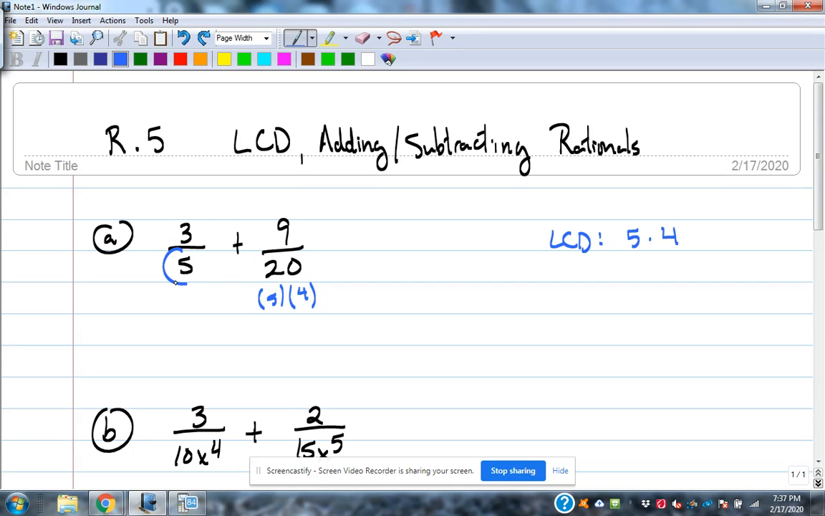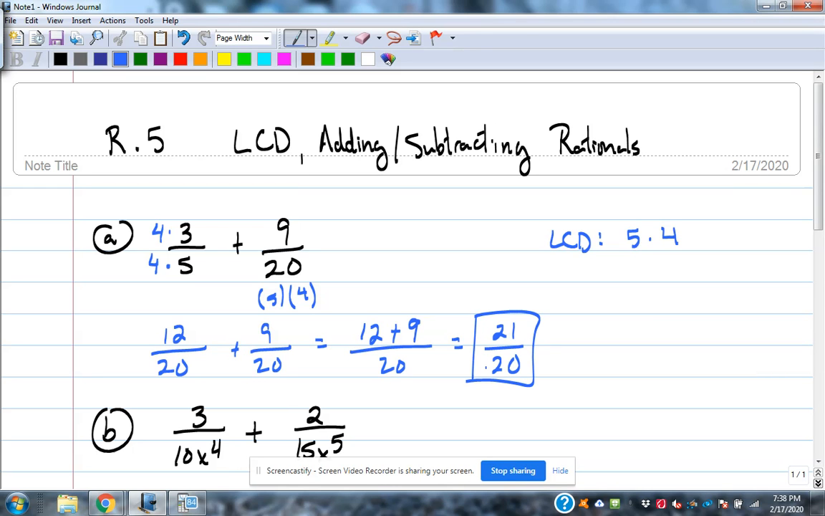So what do I need to do to this fraction to turn that into a 20? Yeah, multiply by the 4 on top and bottom. Whatever you multiply the denominator by, you're going to multiply the numerator by that same thing. So that's going to give us 12 over 20 plus 9 over 20. And I'm showing the extra step here that you add 12 plus 9, and it's all over 20, which would be 21 over 20. And we're going to leave it there.